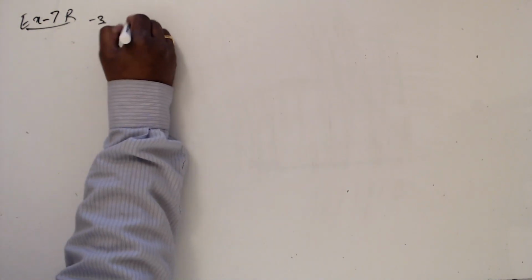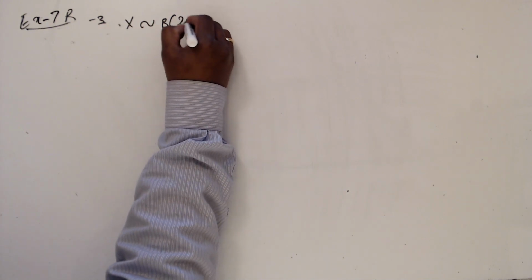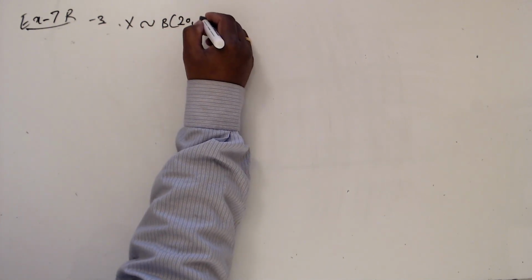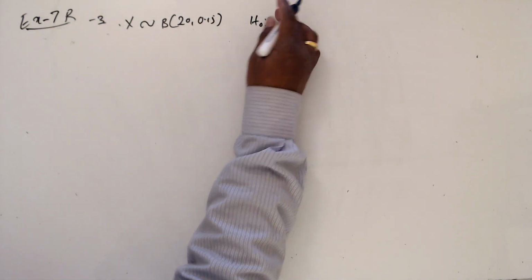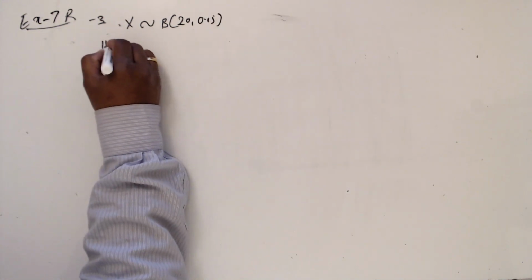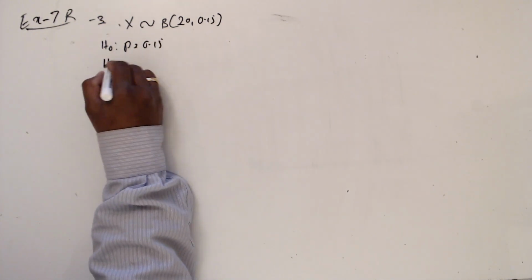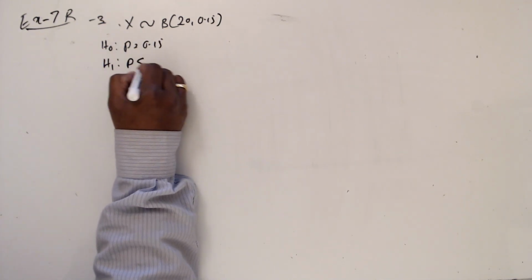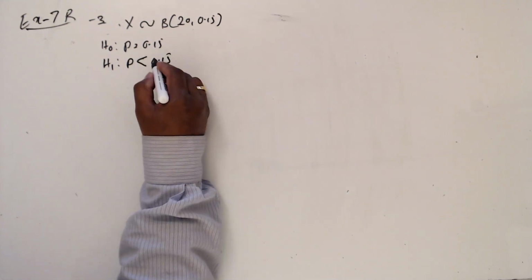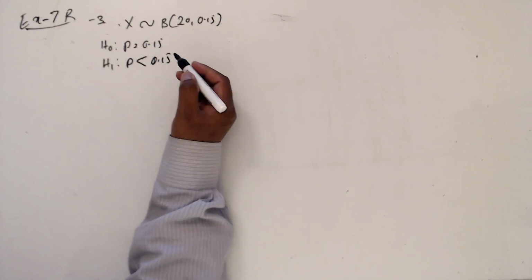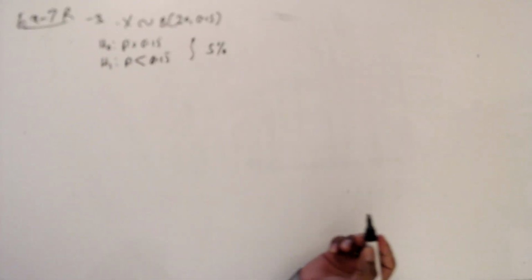Question number 3. The test statistic as usual follows binomial, 20 trials, and p is going to be 0.15. So H0 is p equals 0.15. H1 is p less than 0.15. So we know that this is going to be a one tail test and it's from the lower side. The significance level for testing is 5%.